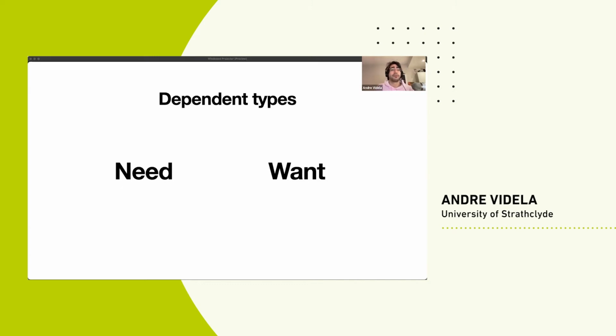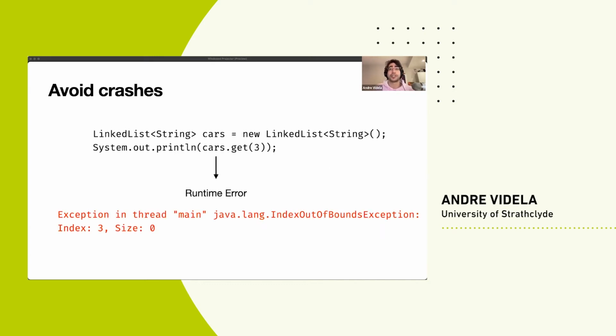So here's a problem: we want to avoid crashes or runtime errors. Here's a very simple program in Java that creates a new list and then tries to access the third element inside the list. If we write this program, our computer will not complain. It will happily compile this into bytecode, and then we can execute this bytecode. And the execution of this bytecode will result in a runtime error.